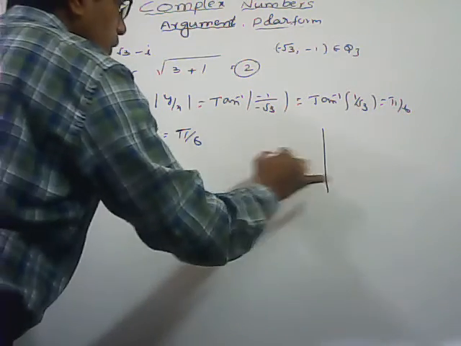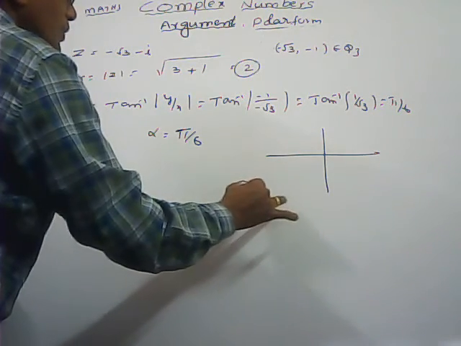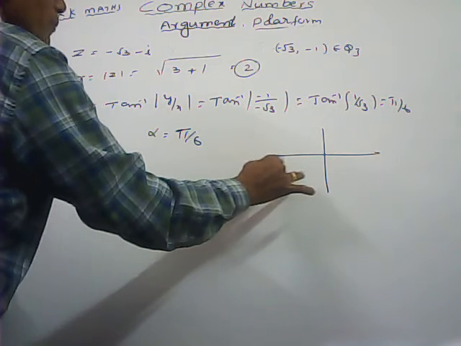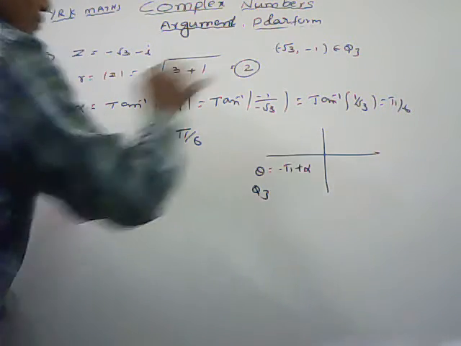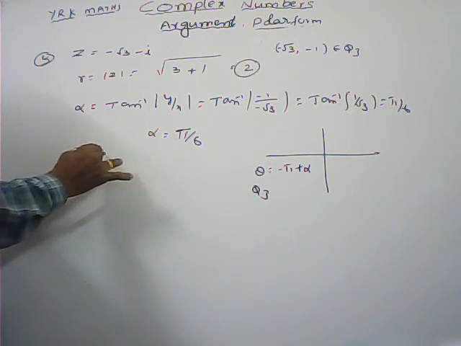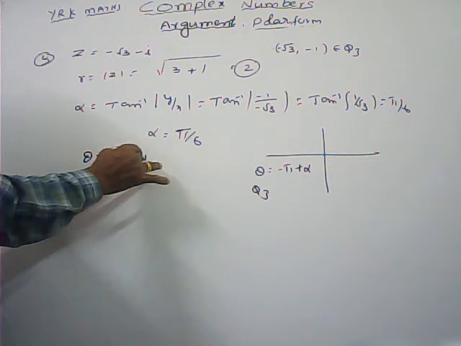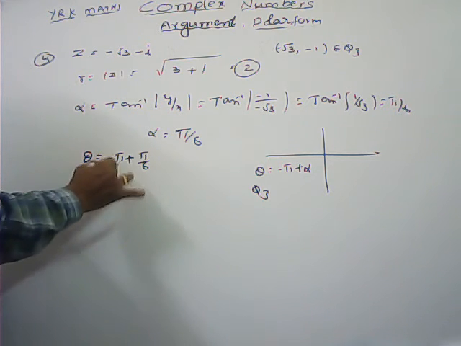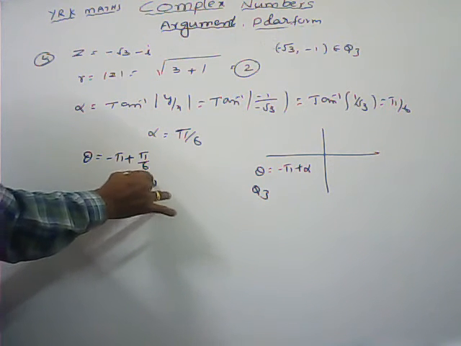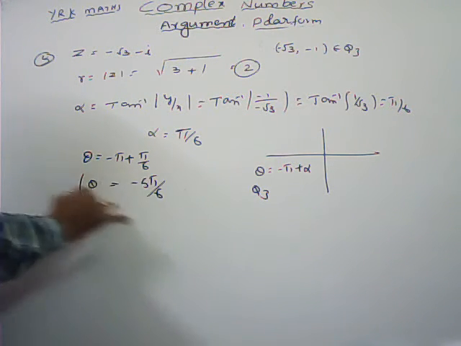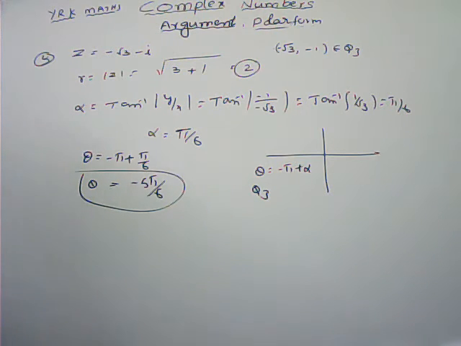Now that point belongs to the third quadrant. In the third quadrant, what about the argument? Minus pi plus alpha. So theta is equal to minus pi plus alpha, alpha is pi by 6, that is minus pi plus pi by 6. That angle should lie in between minus 180 to plus 180. Theta is equal to minus 5 pi by 6.